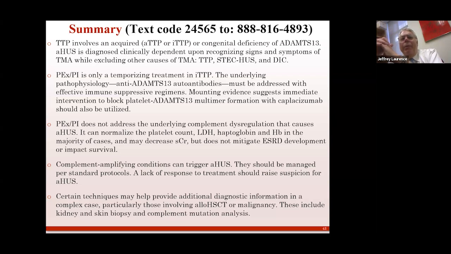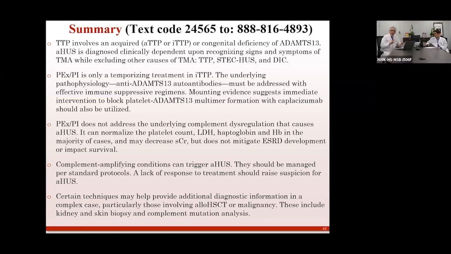I informed them about Caplyta. You can give Caplyta for another 28 days, as long as you need it, as long as the Adams-13 is no longer over 20%. So I guess a long answer to your question is, vast majority of cases, package insert says first 30 days. We have found that you don't have to give it for the whole 30 days if the patient is rapidly responding, but you may need it for an additional 28 days afterwards.